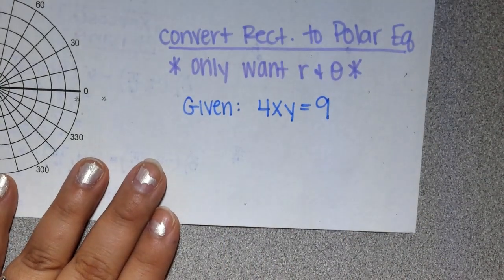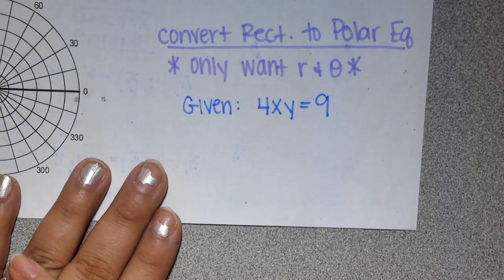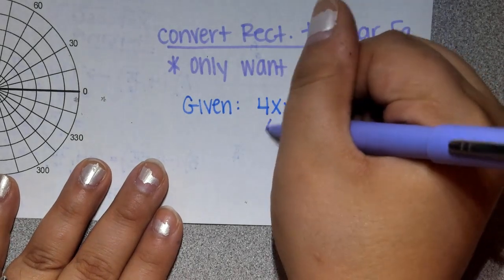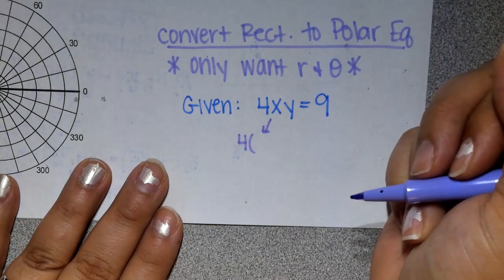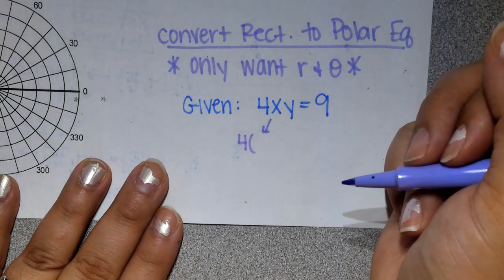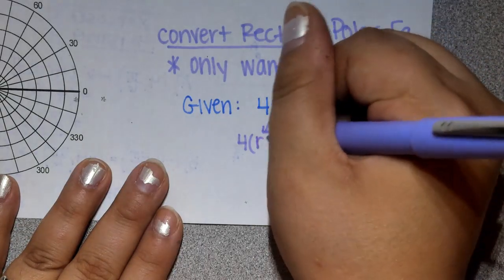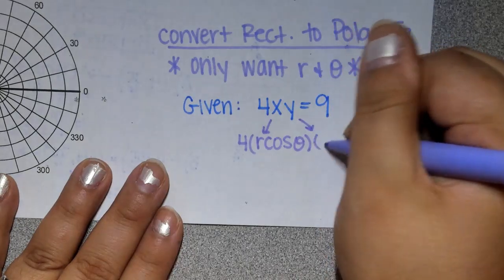4xy equals 9. Don't need square. Although I get what you're saying, that would give us a square root in there. We don't need to do all that. What'd you say? What do we know about x? Think of the front page we did. What do we write? What do we know about x? It is r cos theta. What do we know about y?